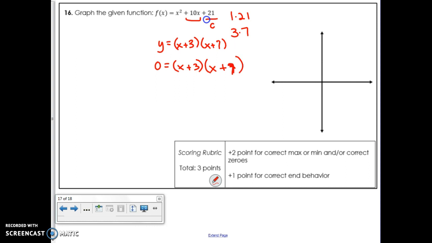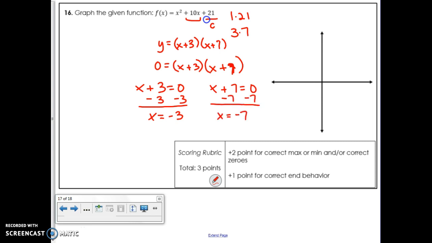Because I have a product of two binomials, I know the only way to get 0 for an answer is for either the first factor to equal 0 or for the second factor to equal 0. Looking at those two equations, to get x all by itself, subtract 3 from both sides, to get x equals negative 3. Second equation, subtract 7 from both sides, x equals negative 7. So I know these 2 points at negative 3 and negative 7, the y-coordinate will also be 0.